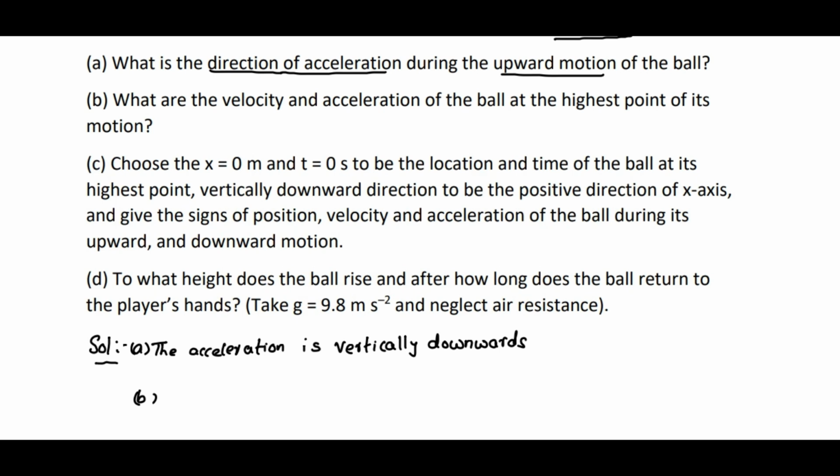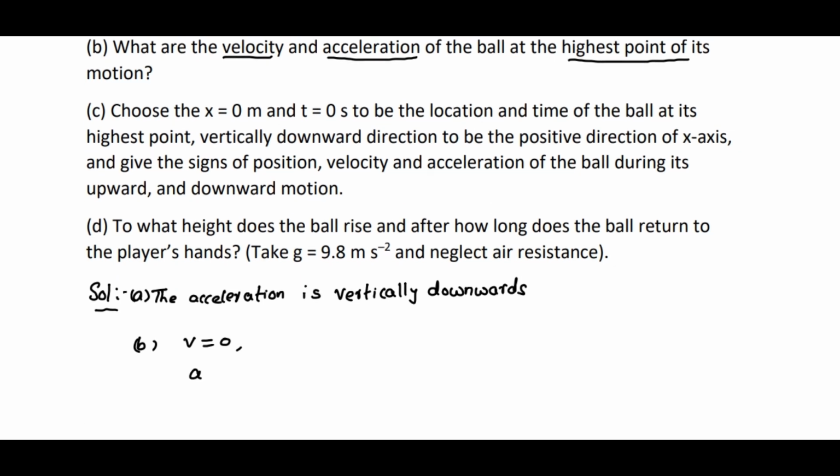For B, what are the velocity and acceleration of the ball at the highest point of its motion? So at the highest point, the velocity will be 0. That is nothing but an example of a zero vector. And acceleration value will be equal to acceleration due to gravity, that is 9.8 meter per second square.